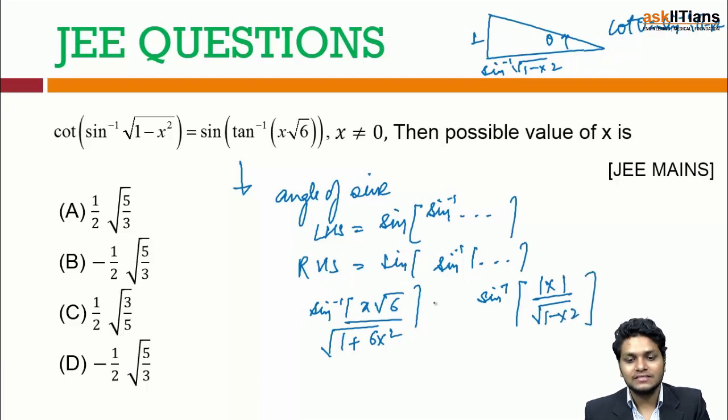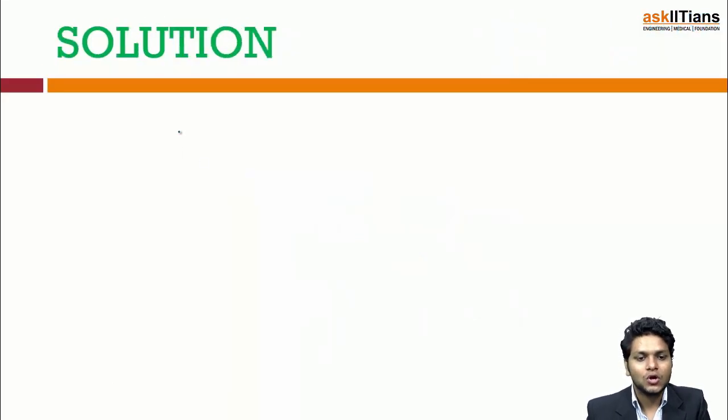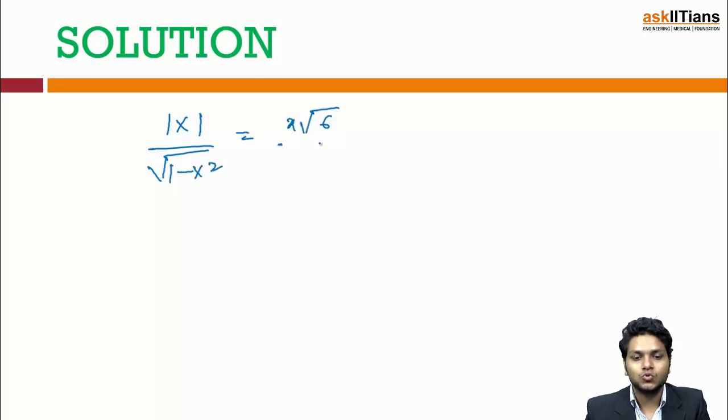Now I have sine inverse on both sides. So what will I do? I'll just equate these two values, and if I equate these two values, what will I have? I'll have this root over 1 minus x square equal to x root 6 over root of 1 plus 6x square, right? Now I'll square both sides and let's find out what the answer is.